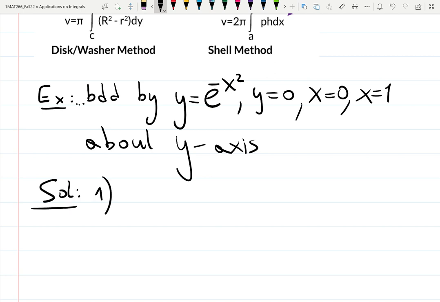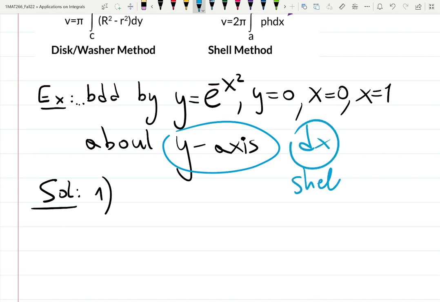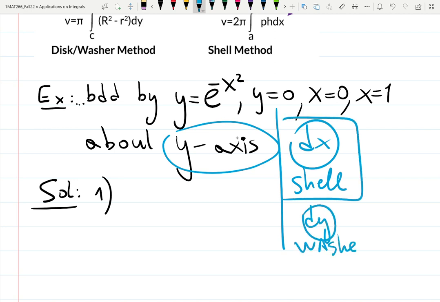So, just summarizing the previous methods: if I'm revolving about the y-axis, that should be the dy case, but not for shell. For the shell method, it will be dx, but we actually don't know which method to use. So I would do dx for shell, dy for washer. It's up to you, because we never told you which method to use, and we're not going to tell you in general. You have to choose which method to use to do the job. Dx for shell and dy for washer.